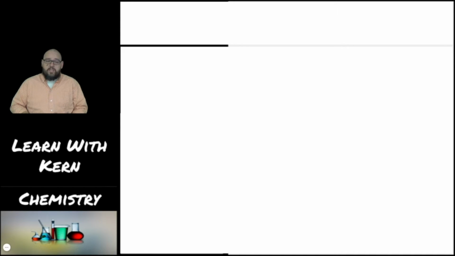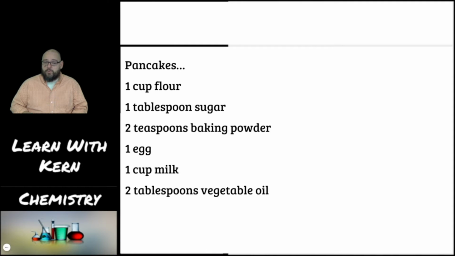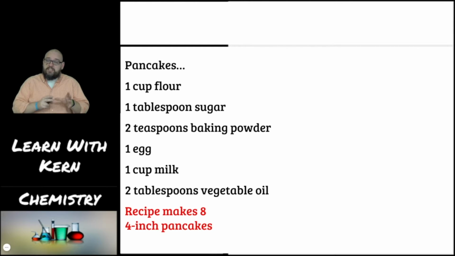So when we are talking about recipes, let's think about something that we all like, at least I think we all do, pancakes. All right, so let's say we have a recipe for pancakes, and your recipe tells you that you need 1 cup of flour, 1 tablespoon of sugar, 2 teaspoons of baking powder, 1 egg, 1 cup of milk, and 2 tablespoons of vegetable oil. This is what your recipe tells you, and you're supposed to mix it all together and cook it, and it tells you that it makes 8 4-inch pancakes. Okay, so this is our recipe. It tells me what I need and how much of each thing I need, and it tells me what it makes. But I have a problem.